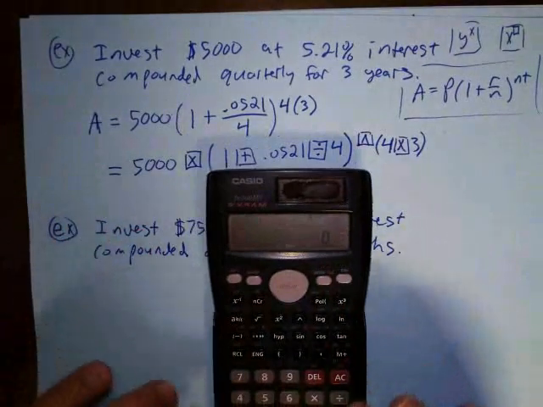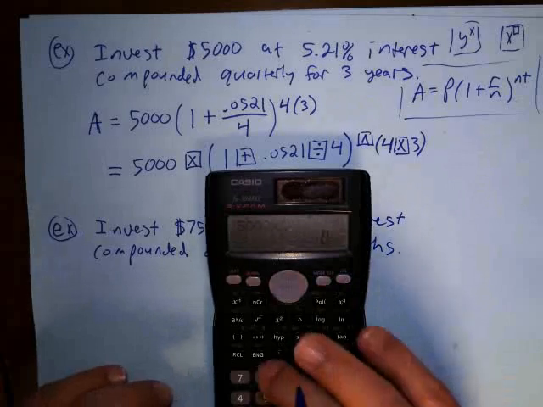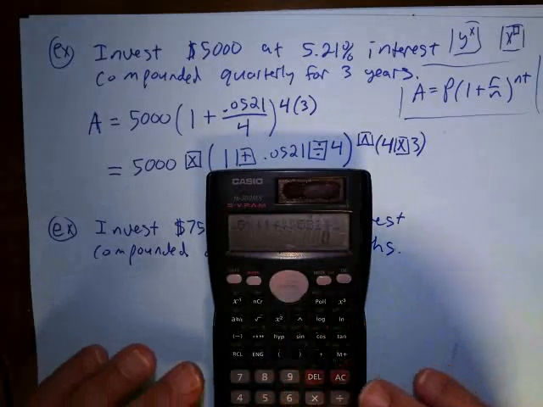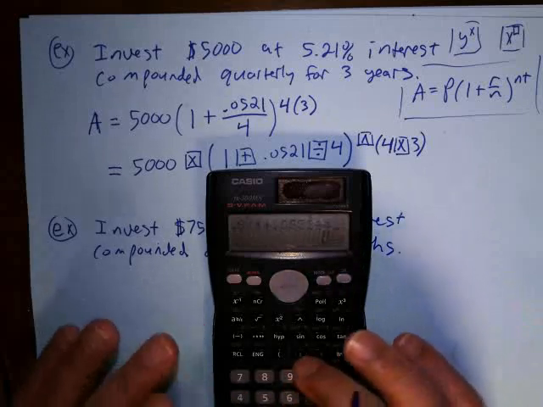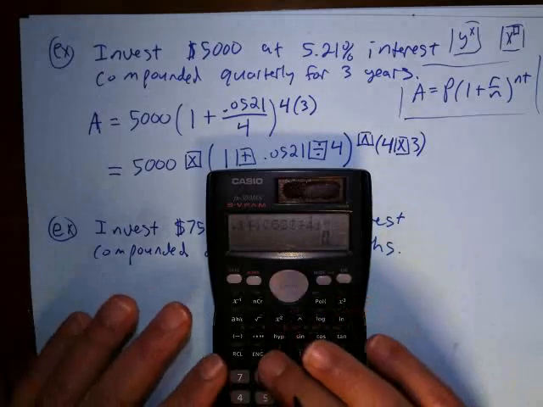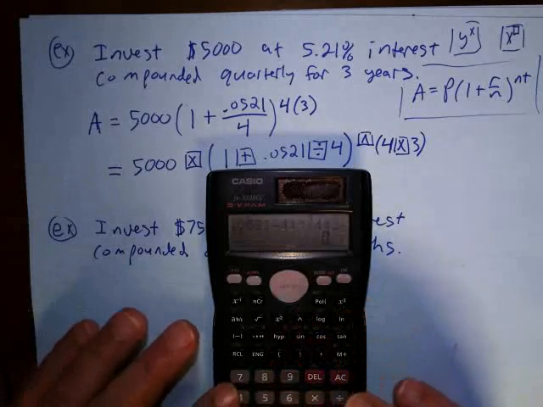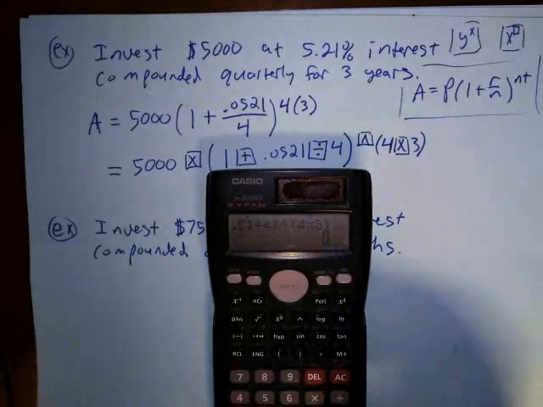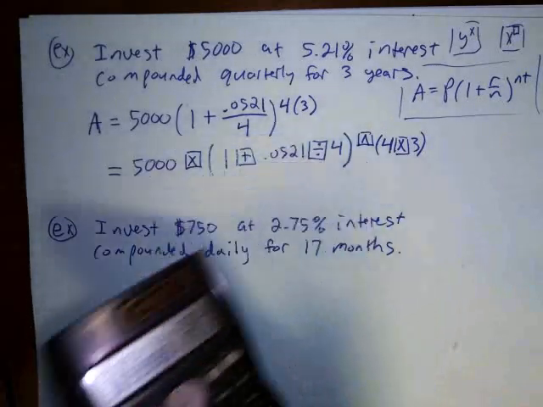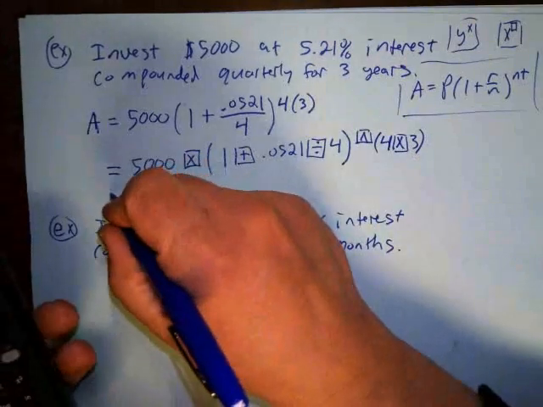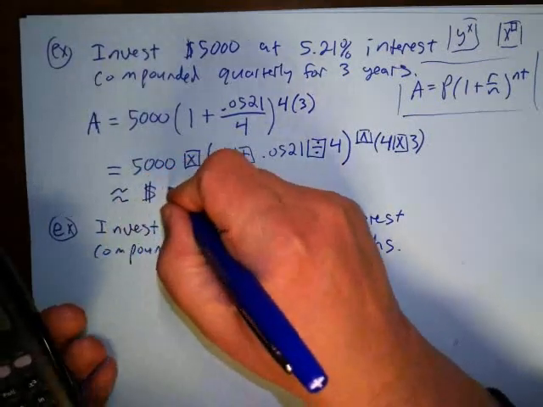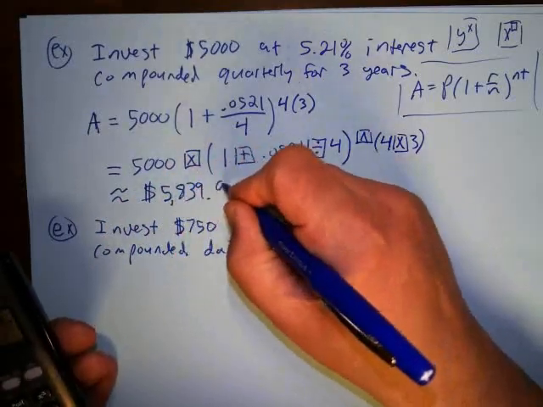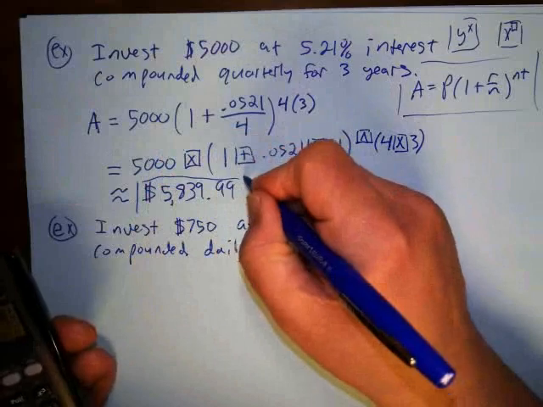So let me type it in and show you. So it'd be 5,000 times 1 plus 0.0521 divided by 4. Raise that to 4 times 3, and notice that's in parentheses. So it would look just like that. And my investment here is worth $5,839.99. So that's pretty good.